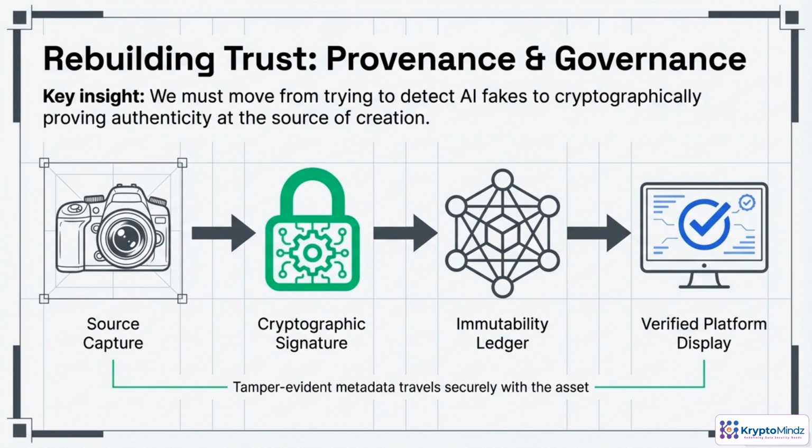Instead of endlessly chasing deepfakes, we flip the problem. Prove what's real from the moment something is created. When a photo, video, or document is captured, it gets a cryptographic signature plus rich metadata. That package is anchored to an immutable ledger, giving us a tamper-evident history of edits and custody. Platforms can then verify the chain before showing trusted badges or flagging content whose provenance is missing or broken.